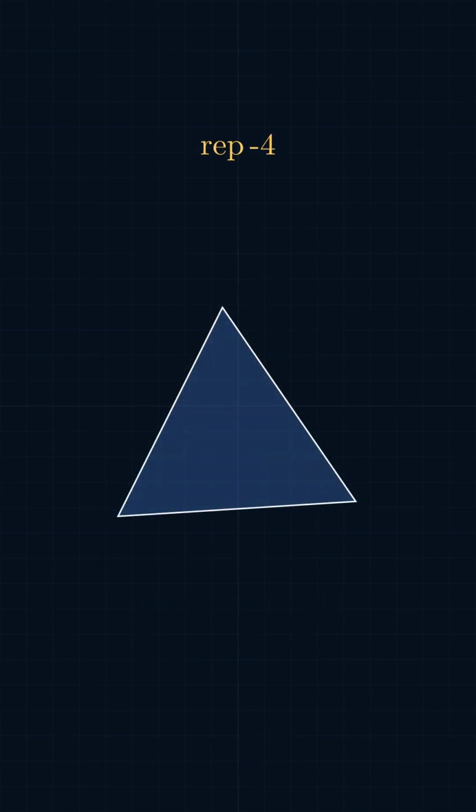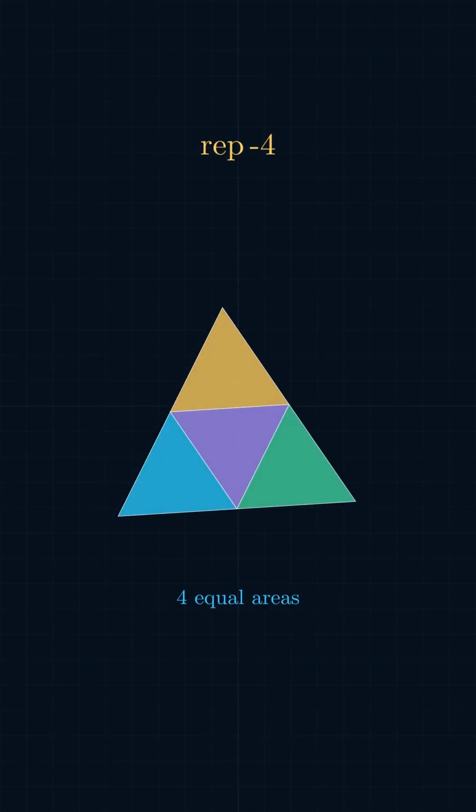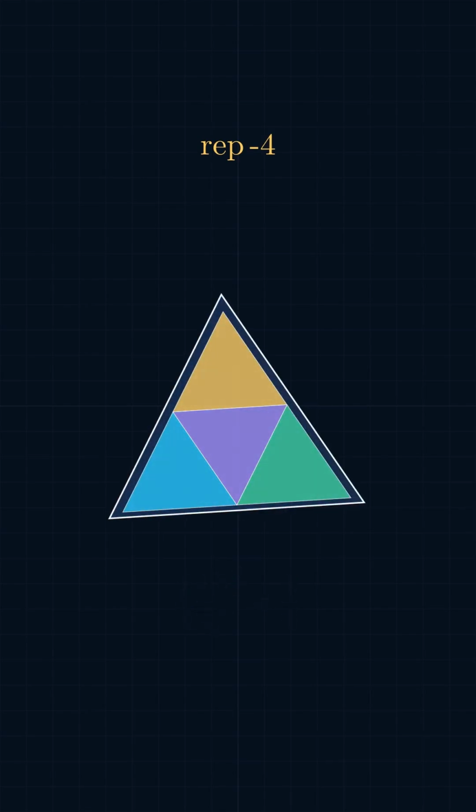Suppose a shape is rep 4. Its area has been split into 4 equal pieces, so each small copy has 1/4 the area. That means its side length must be scaled by 1/2, because area scales as length squared. This is why every triangle is rep 4.